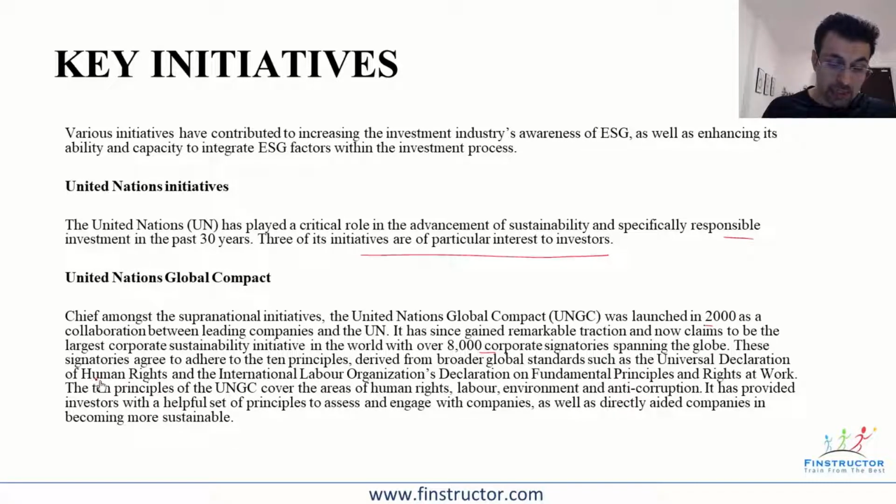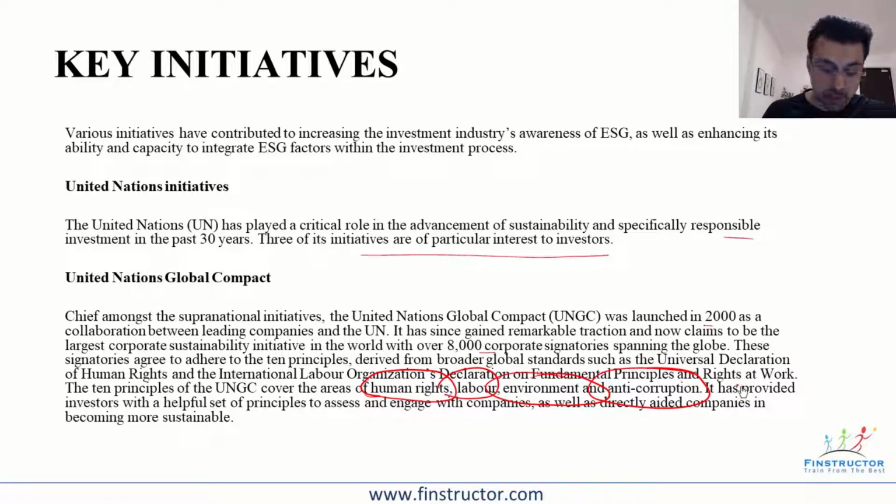Again, these companies have agreed to adhere to 10 principles derived from the broader global standards. And the 10 principles cover four areas. Very importantly, if you must know: human rights, labor, environment, and anti-corruption.